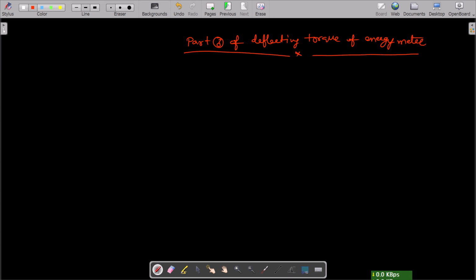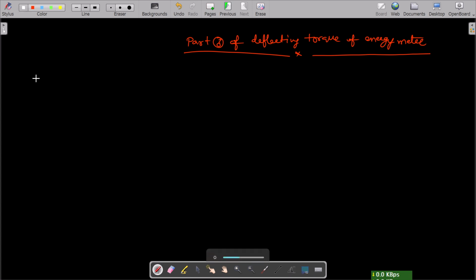Now this is part 3 of the deflecting torque of the energy meter. In this video we will see how the net deflecting torque is generated in the energy meter.